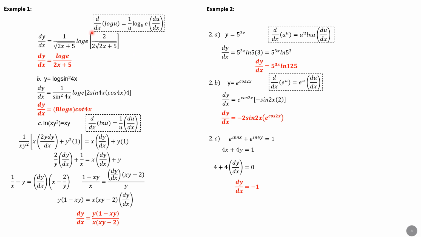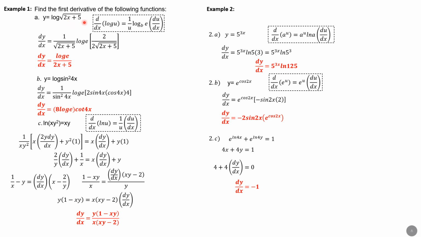There is a video in Differential Calculus 2 about solutions to examples. And I think examples 1 and 2 are already in Differential Calculus 2 Part 1. But I have to solve these problems again for your mastery also. So first, we have: find the first derivative of the following functions. Y is log of square root of quantity 2x plus 5.